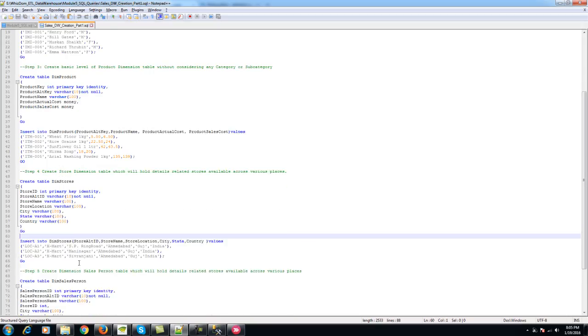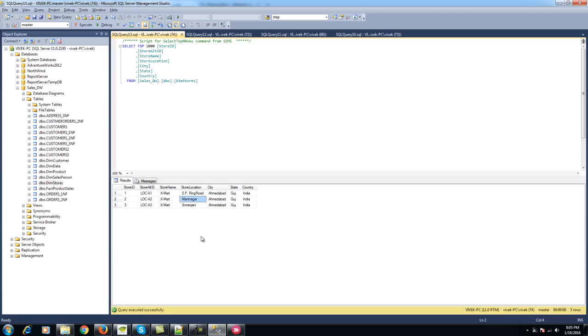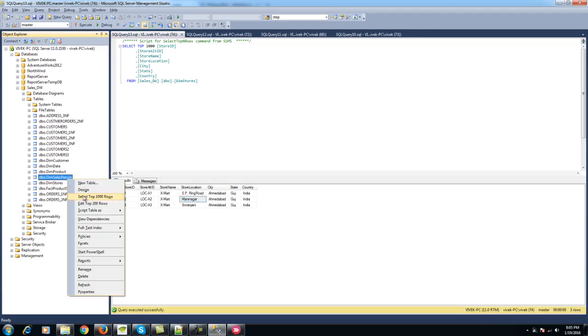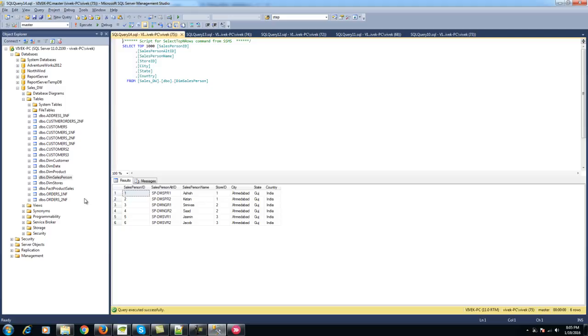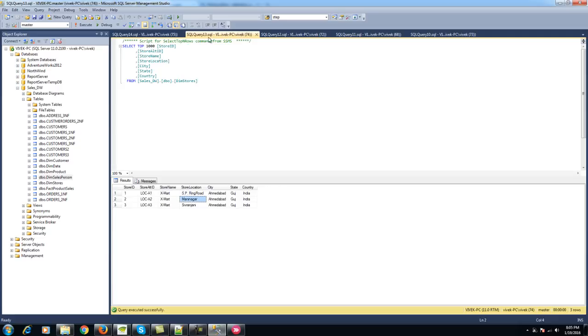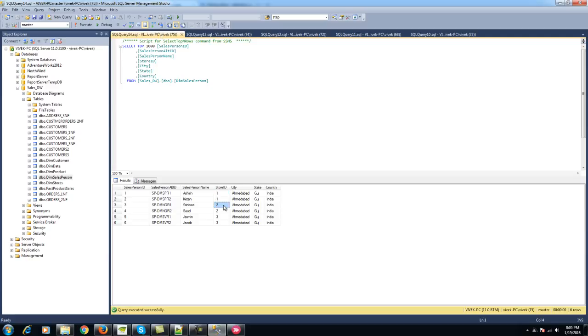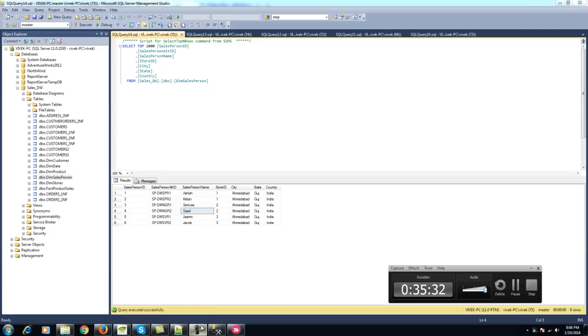Then I have another table called dim salesperson. Typically you would like to give incentives based on the salesperson. So this salesperson is Ashish and he belongs to store ID 1, which is on Ring Road. And then store ID 2. So I have two salespersons, Ashish and Ketan. And similarly for the different store IDs, I have a different set of customers and a different set of salespersons.